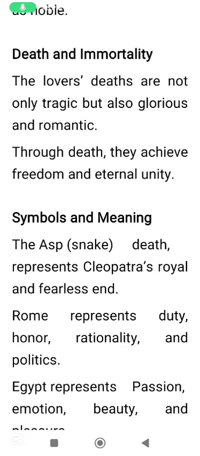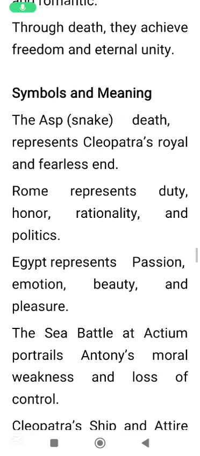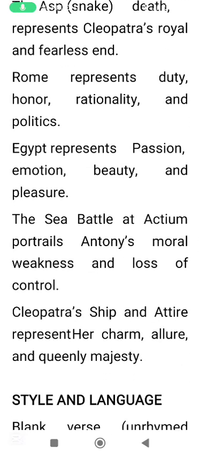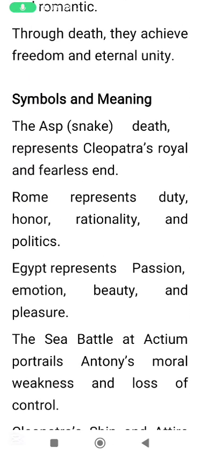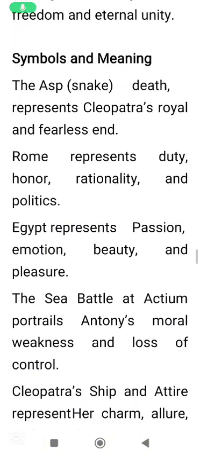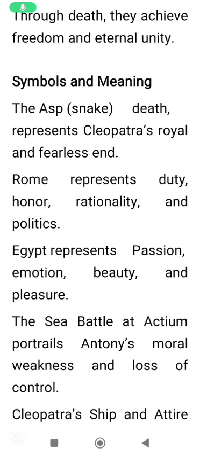So we have symbols and meaning. There are symbols. You have mentioned some of them for me in this story. In this story here, we have the symbols that we have here. Then we also have their meanings. I talk about asp, the one I call asp. What do I call it? It's death, and it represents what? Cleopatra, royal and fearless end.